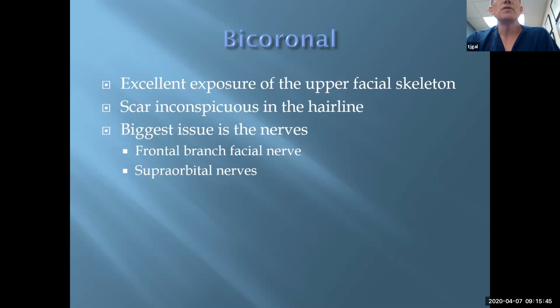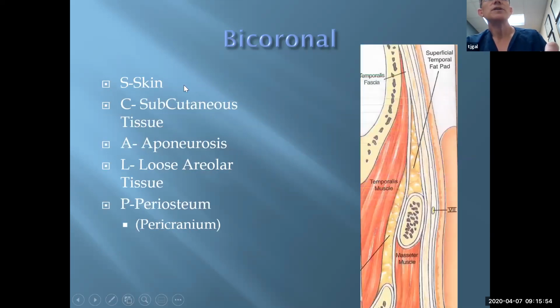The biggest issue is the nerves, dealing with the frontal branch of the facial nerve as well as the supraorbital nerves. And so this is your little acronym for the scalp. You've got skin, subcutaneous tissue, the aponeurosis, loose areolar layer here, as well as the periosteum. And the important thing to realize is that the facial nerve is actually in what winds up being the superficial layer, just over the superficial temporal fascia. The deep temporal fascia, which was protecting the orbital fat, is contiguous with the periosteum.